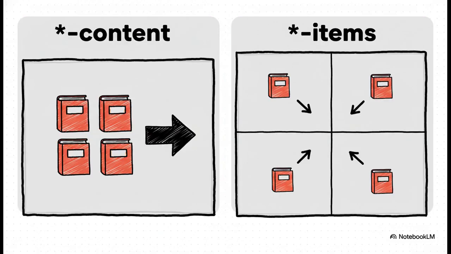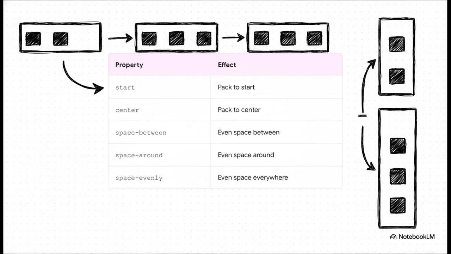Now you're going to want to pay close attention to this slide, because this clears up the single biggest point of confusion with alignment. When a property ends in -content, you're moving the entire grid within its container. You're basically shifting the whole bookshelf. When it ends in -items, you're aligning the items inside their individual cells, like moving a single book around on its own shelf. And this table just shows you how powerful those content properties are.